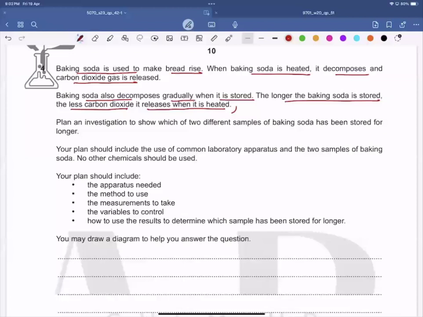Yes, Mustafa. Now let's see. Plan an investigation to show which of two different samples of baking soda has been stored longer. So it means you are provided with the two samples and you have to identify out of those two which one is kept for a longer time. Is this clear to all of you?